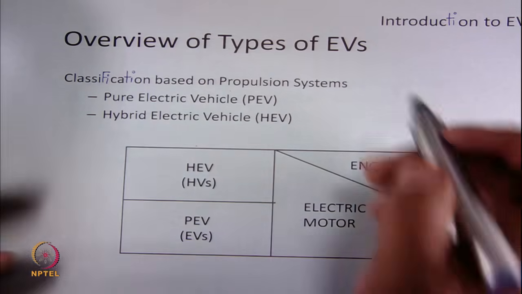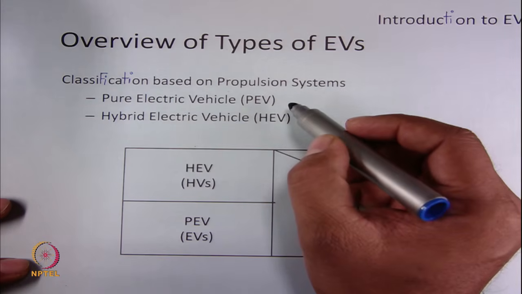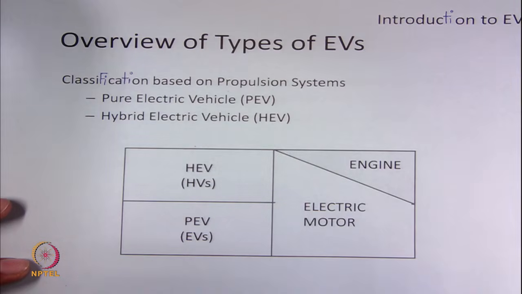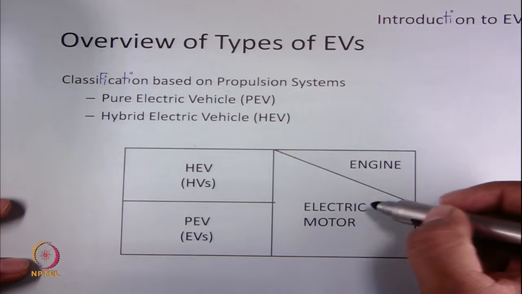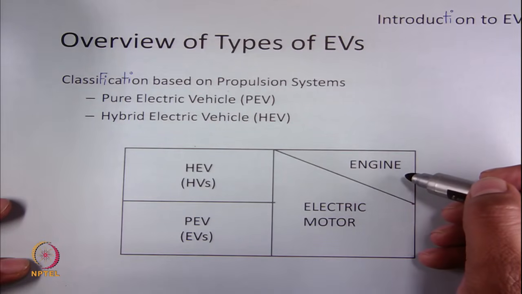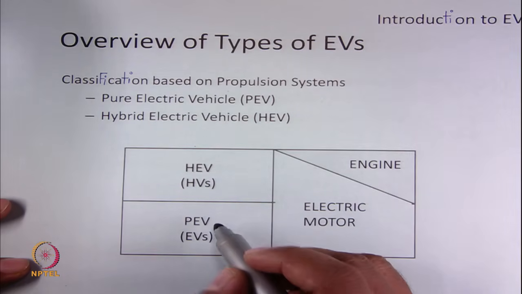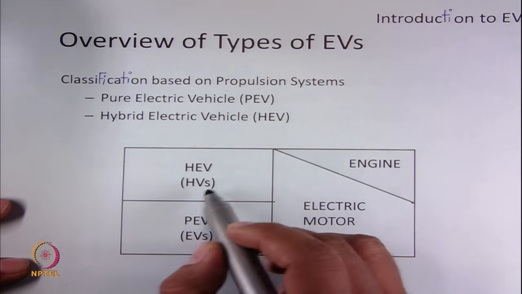So, based on propulsion systems, EVs can be classified as pure electric vehicle or hybrid electric vehicle. A pure electric vehicle uses electric motor as a sole device for propulsion, while an HEV uses both electric motor and IC engine for propulsion. Popularly, pure electric vehicles are also known as EVs, while HEVs are known as HVs.